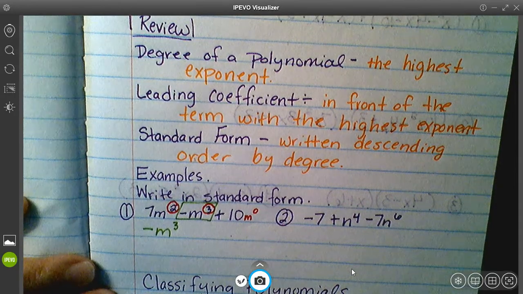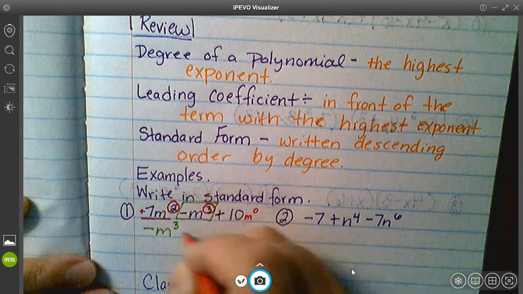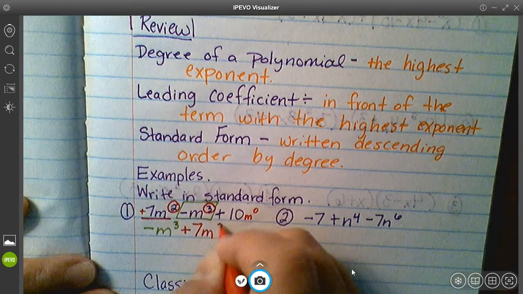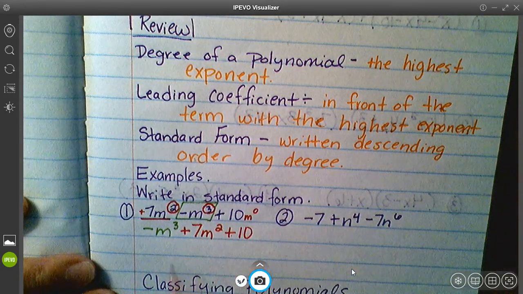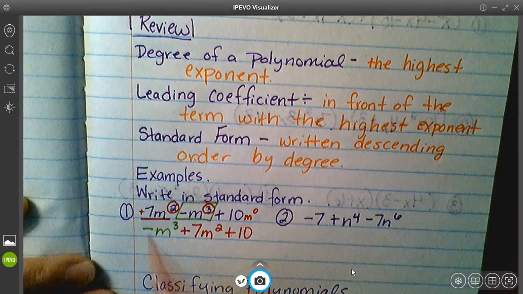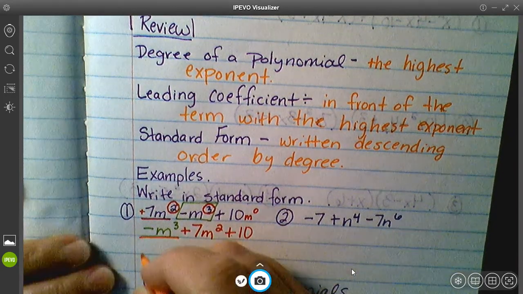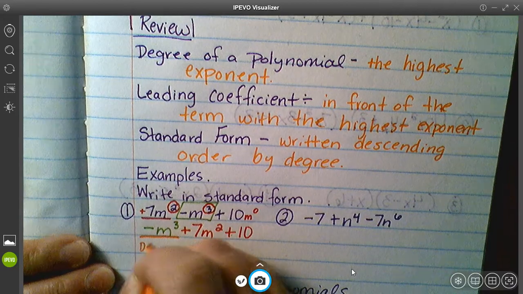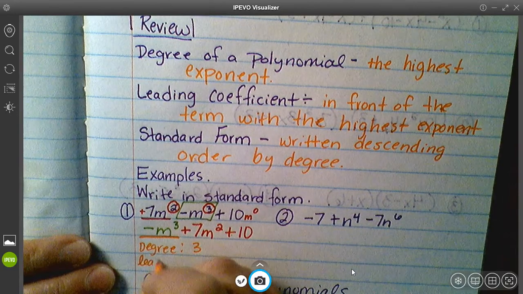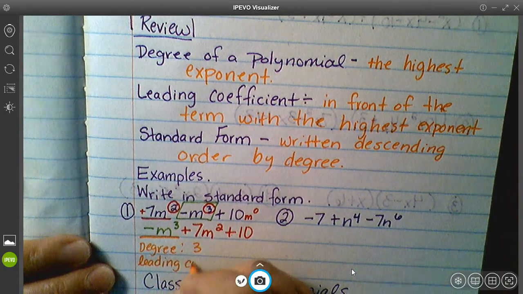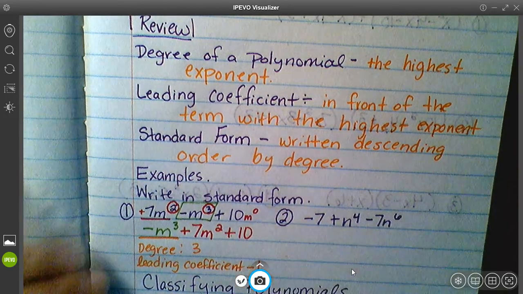Which would be next? That would be our 7m squared, and it is a positive, so plus 7m squared, and in the back will be the plus 10. So this is written in standard form, 3, 2, 0. This in front is our leading term, negative m to the 3rd. So if I'm asking you for the degree, you would tell me it is 3. And if I'm asking you for the leading coefficient, you would know that it is negative 1.